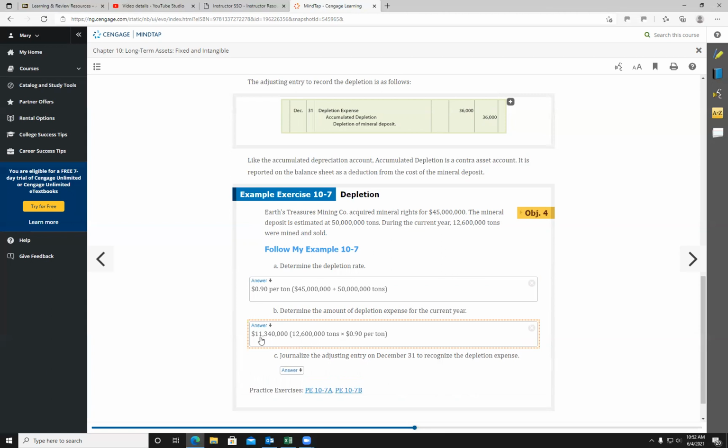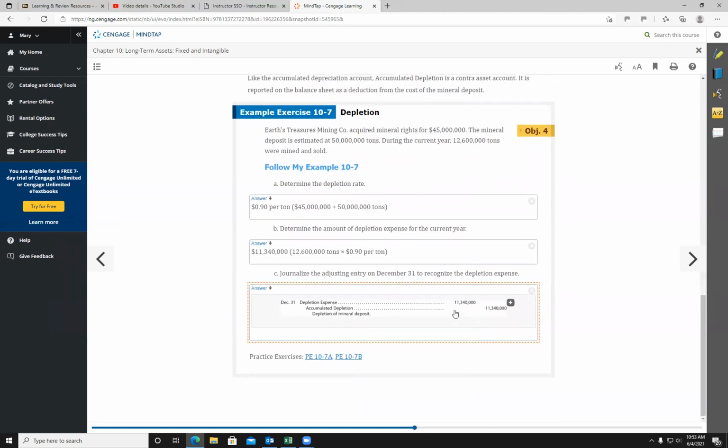Now we're going to journalize that entry. Just like we showed up here, you're going to hit a depletion expense account and your accumulated depletion contra asset account. And this is what the journal entry would look like.